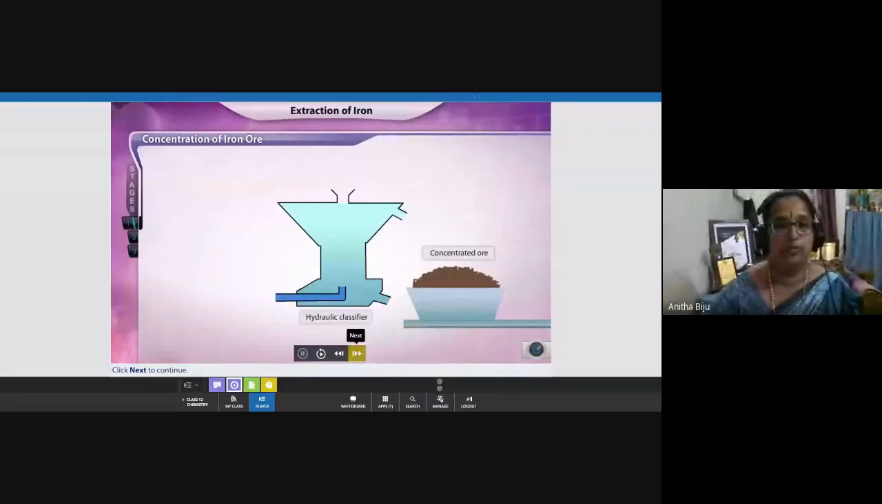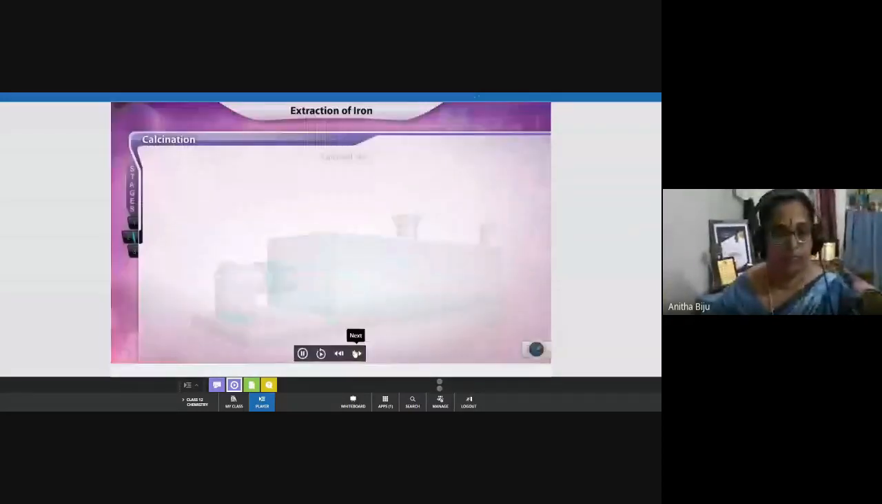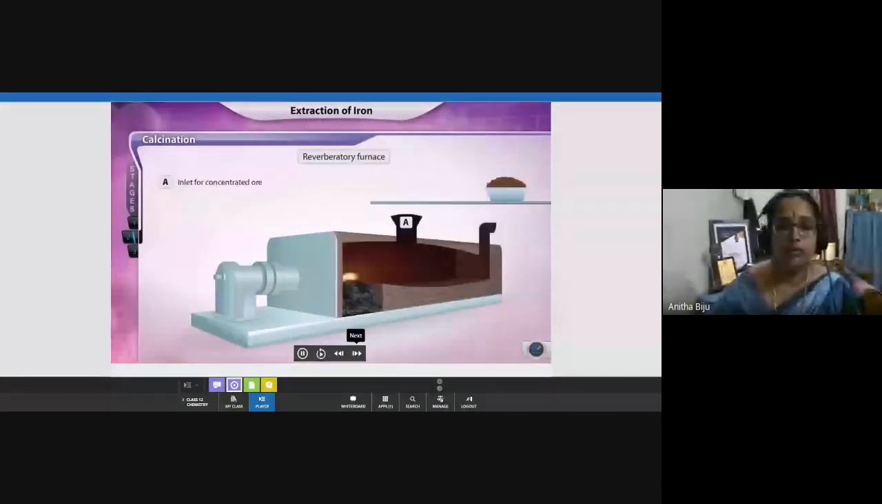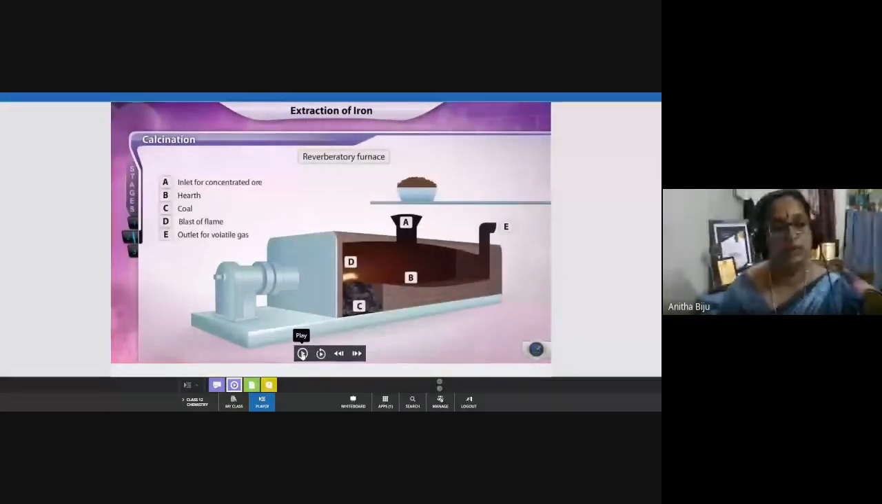The second stage of iron extraction takes place in a reverberatory furnace. This you have to note down. Okay, the second stage is calcination. Remember the process, and along with that, you have to mention the name of the apparatus. Calcination is done in a reverberatory furnace.